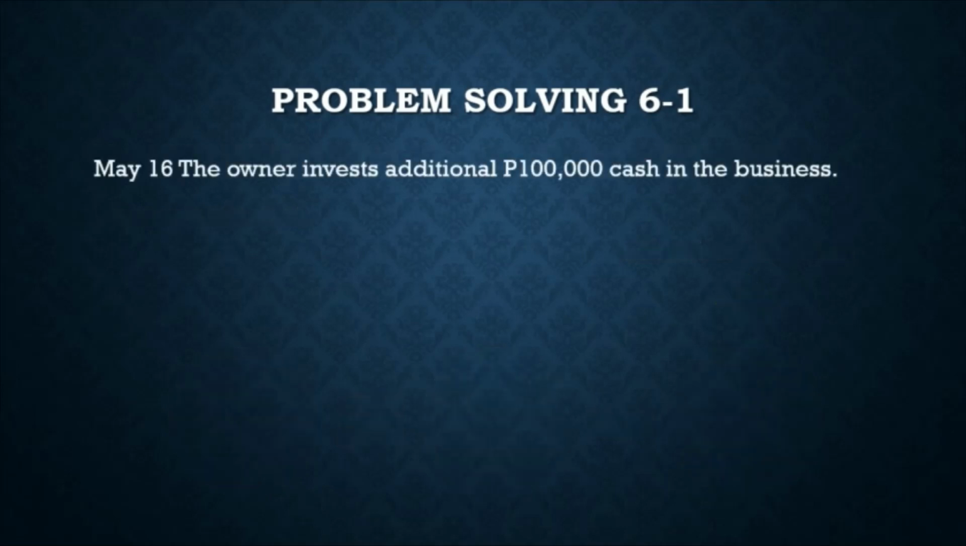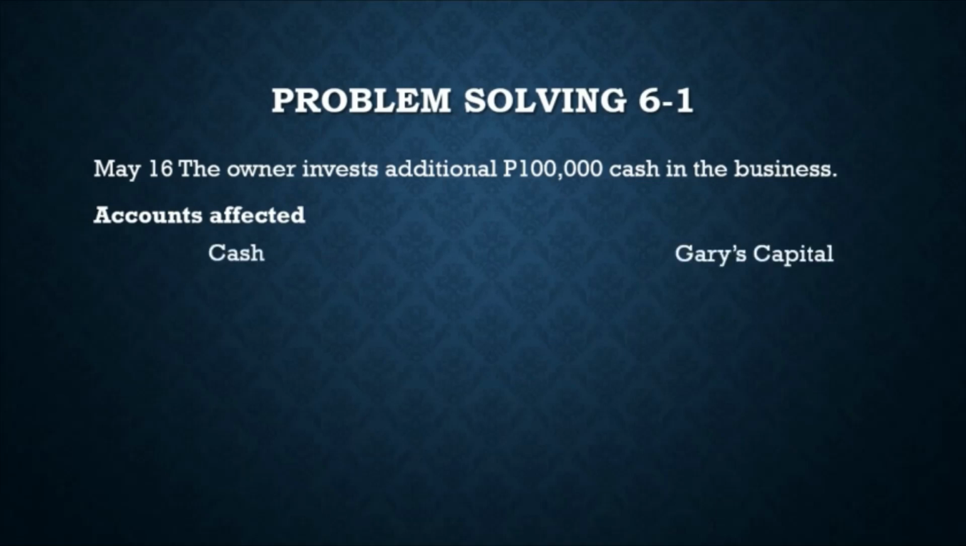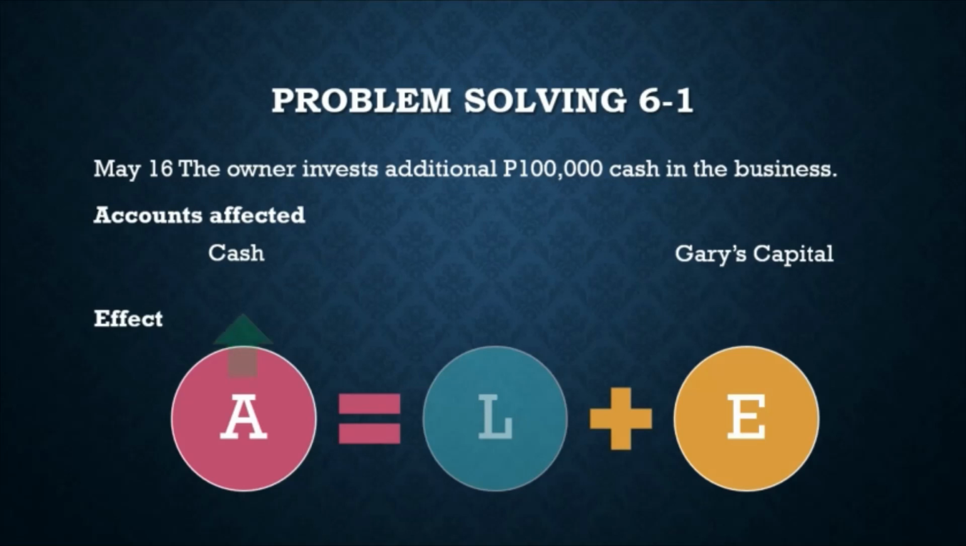So on May 16, the owner invests additional 100,000 cash in the business. So yung accounts affected dito ay cash kasi nag-invest siya ng additional 100,000 cash at also Gary's capital kasi nag-invest siya ng additional 100,000. So yung effect niya sa ating accounting equation, there will be an increase in asset kasi nga nagdagdag ng cash at also increase in capital.